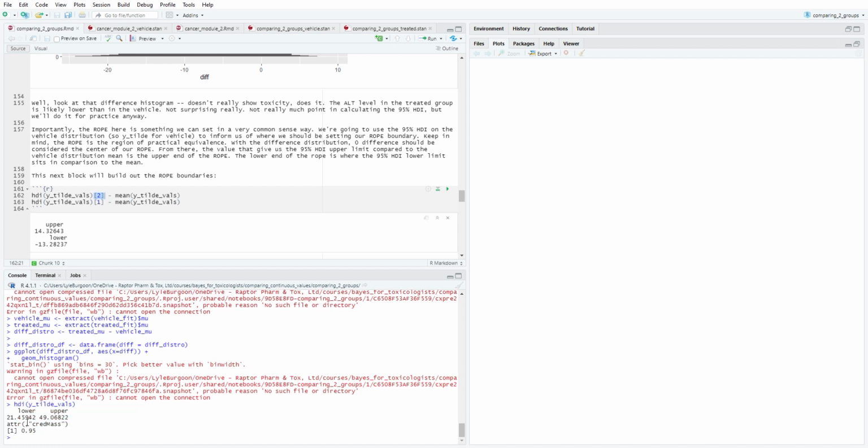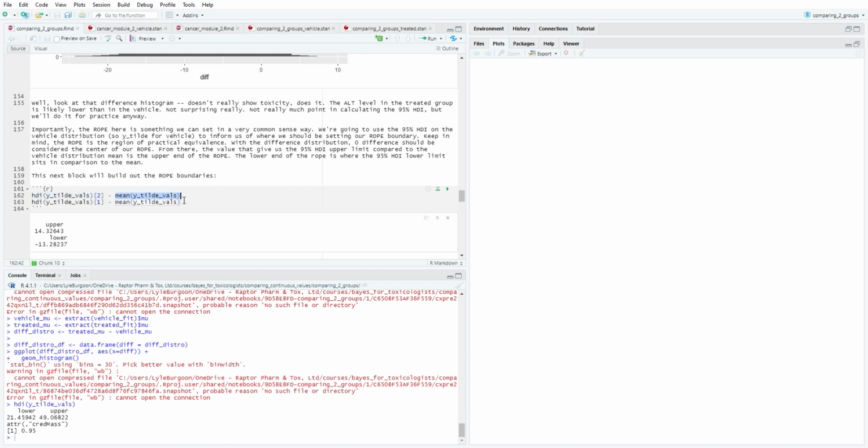So the HDI is going to spit out these two numbers, a lower and an upper. This is a fancy printed vector or object, but what the vector is, if I just take this object here, the vector is actually just these two numbers, the lower and the upper. The first position in the vector is the lower, the second position is the upper. So I'm going to take the upper from the HDI, and then I'm going to subtract the mean.